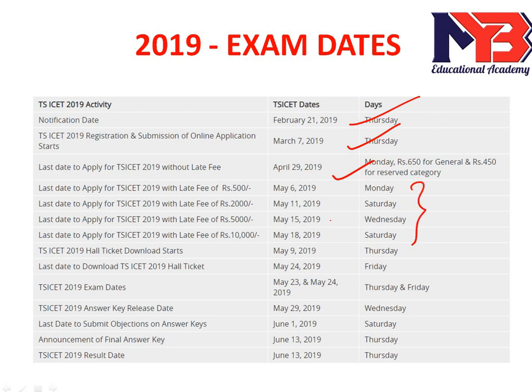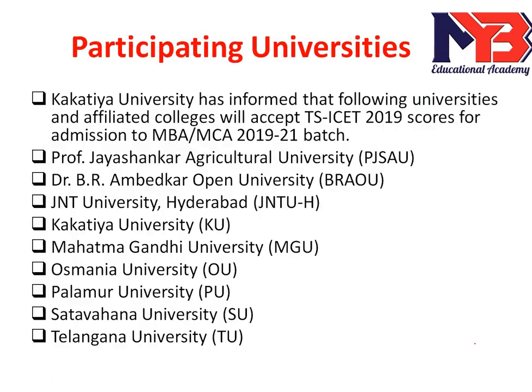Your examination hall ticket will be generated on 9th May 2019, and you can download it till 24th May, with the examination on the 23rd and 24th, Thursday and Friday. Once the examination is over, the examination key with your response sheet will be given on June 1st 2019. The final key will be announced on 13th June, and the result will most probably come in the second week of June. Then they will go for the counseling process.